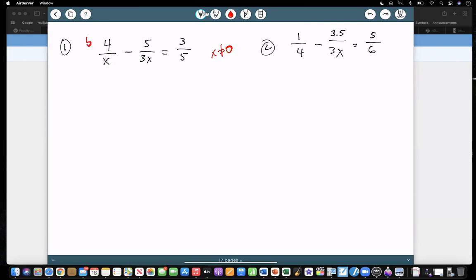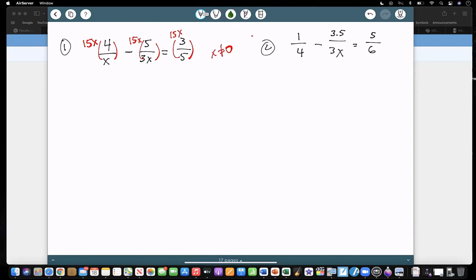So we multiply every term by the 15x. So 15x, 15x, 15x. Okay, so when you do this, the only goal is to get rid of the denominators, get rid of the fractions. If we get rid of all the denominators, we did it correctly. So let's go. I'll do this in a different color to help visualize.